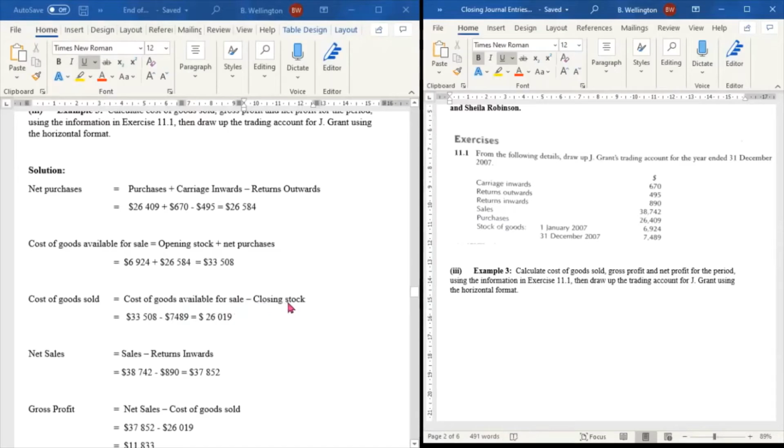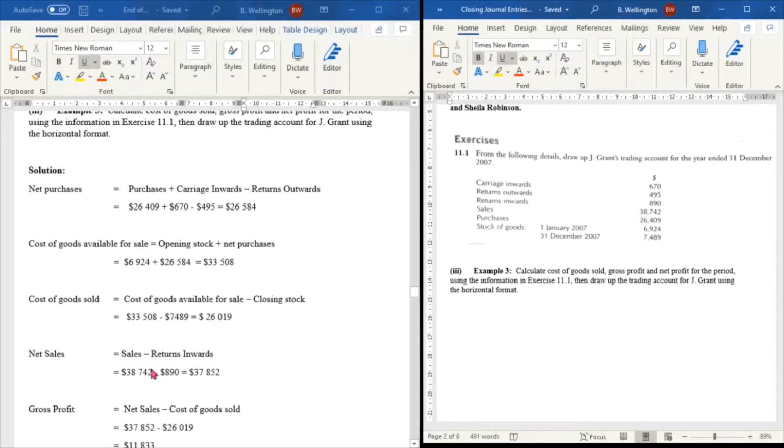Now, the cost of goods sold is the cost of goods you have available for sale minus your closing stock. All right, we just calculated the cost of goods available for sale, and your closing stock is $7,489. So when you take your closing stock from the cost of goods available for sale, you're left with cost of goods sold of $26,019.